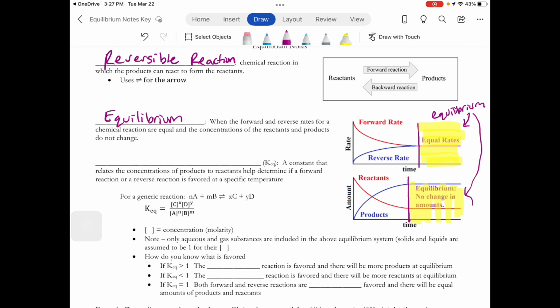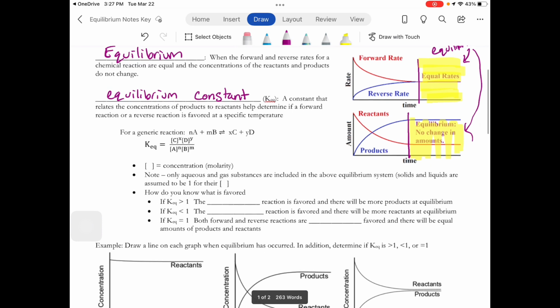So, the equilibrium constant. The equilibrium constant is a constant that relates the concentrations of products to reactants, and it helps determine if a forward reaction or a reverse reaction is favored at a specific temperature.